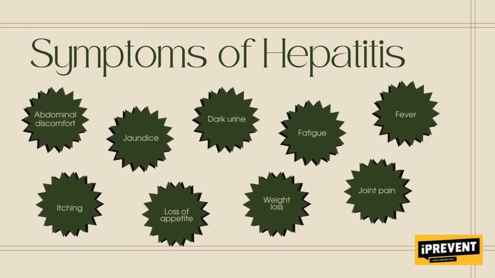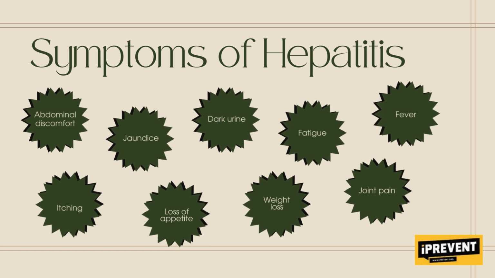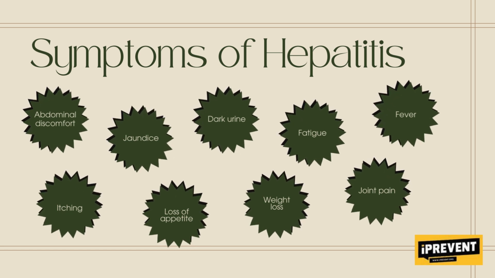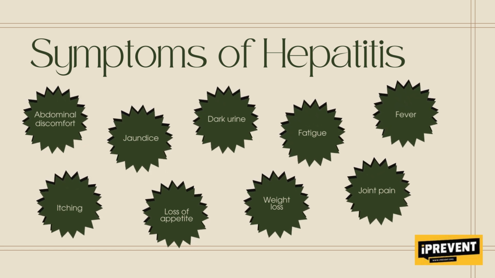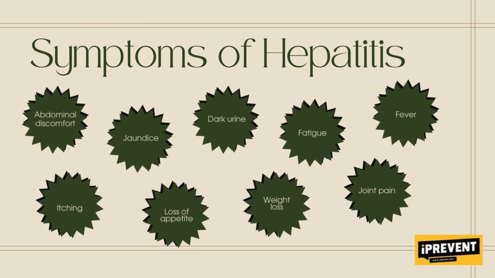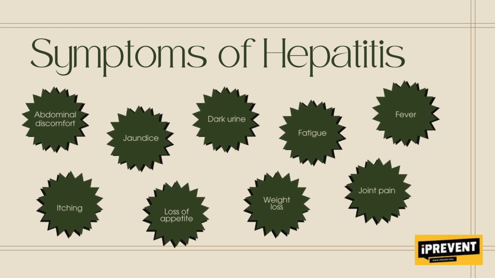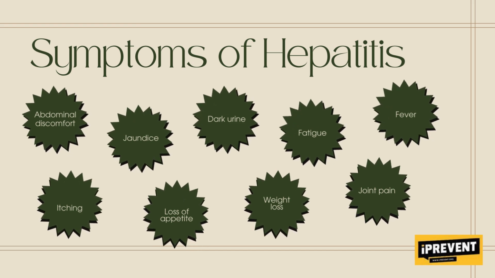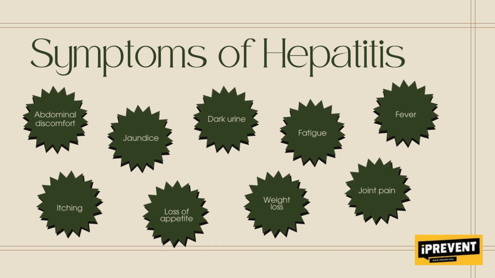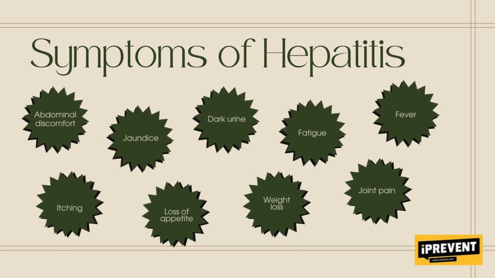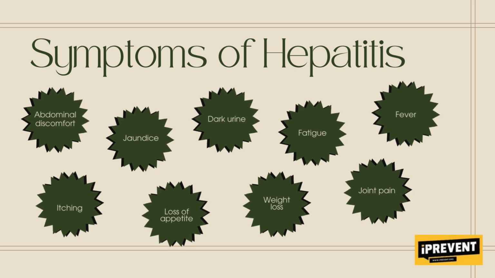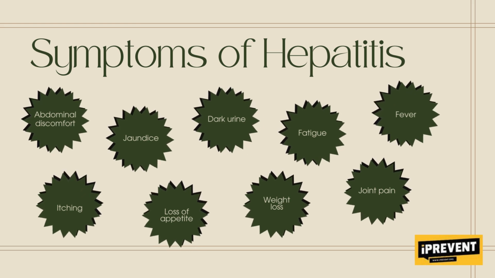Jaundice, which is yellowing of the skin or eyes. Dark urine, a buildup of bilirubin in the blood and urine can cause urine to turn brown. Pale or clay-colored stools. Fatigue can be intermittent or constant, mild or debilitating. Low-grade fever, itching, loss of appetite, nausea and vomiting, weight loss, joint pain, which can be temporary and resolve when the immune system clears the virus.